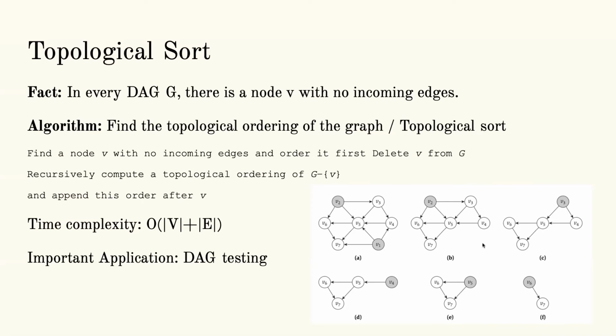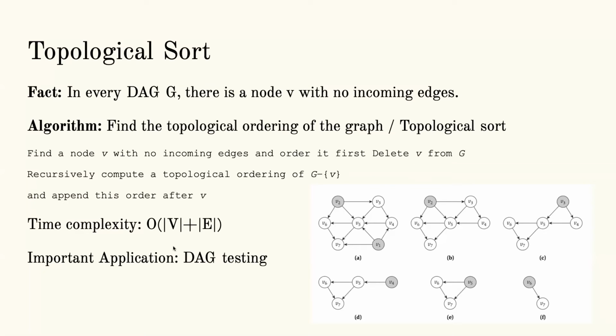Then after we delete V1, we find that V2 is also a node without any incoming edges. So here in figure C, you can see that V2 is deleted. And then we can see that V3, V4, and V5, and finally V6, all the nodes can be deleted one by one and then appended to the topological ordering of the same graph. And then the arrangement we can produce by this algorithm is just the topological ordering of the original graph G.